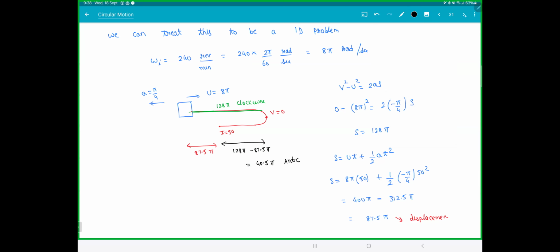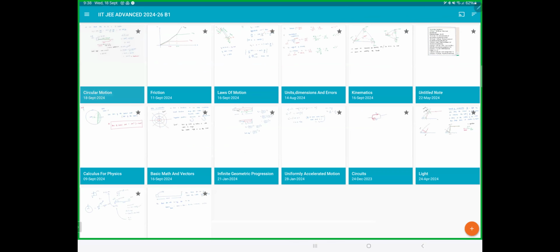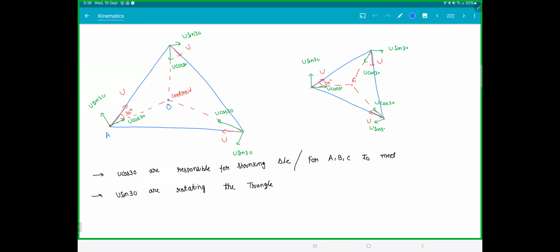So this is the whole story, everyone. The fan initially rotated 128 pi clockwise, then it turned back 40.5 pi. So the total angle will be 128 pi forward and 40.5 pi backward. If you subtract them, you'll get angular displacement. You want angle rotated, you have to add them. So you can convert this problem into simply a one-dimensional problem and solve. And doesn't this look like we have done something like this?